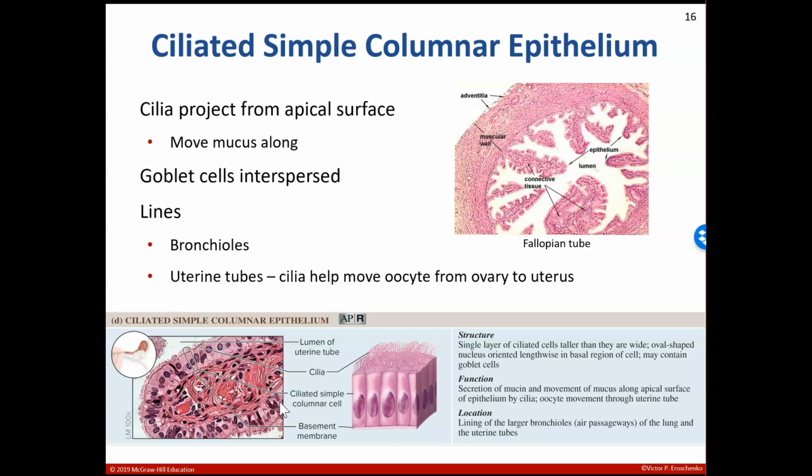You can also see some goblet cells sitting in here. It is a little bit difficult in this photo to pinpoint them. Typically, they would be like a white or light pink color, so maybe there's half of one over there, but we might have some upcoming where I could show you what a goblet cell looks like within a histology slide. And we'll find that the ciliated simple columnar epithelium will be found in areas such as our bronchioles, especially the larger ones, and within the uterine tubes.